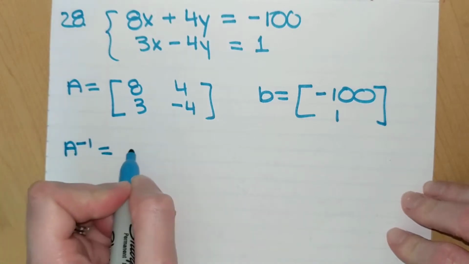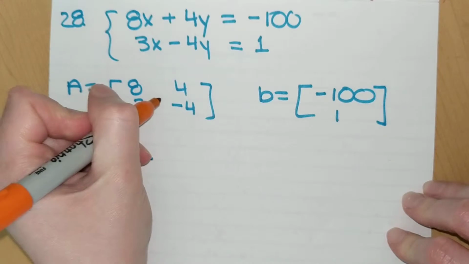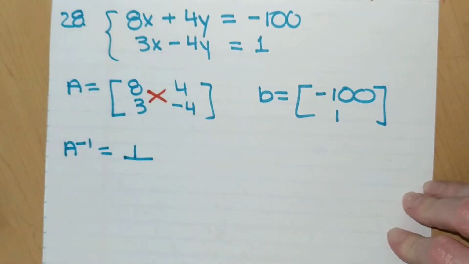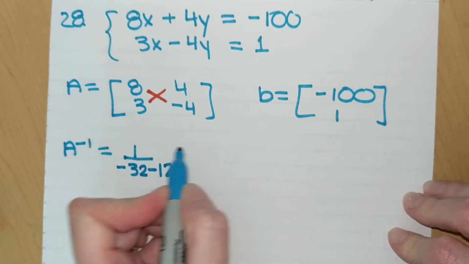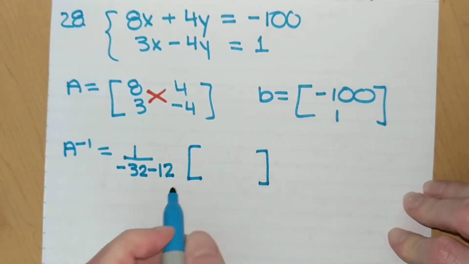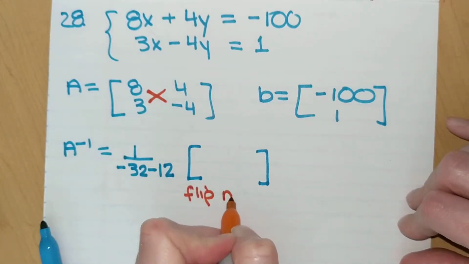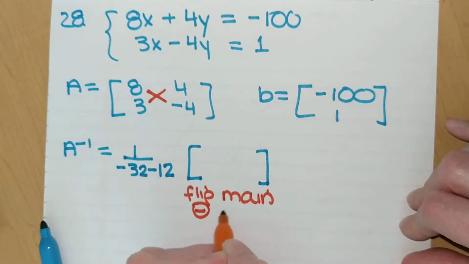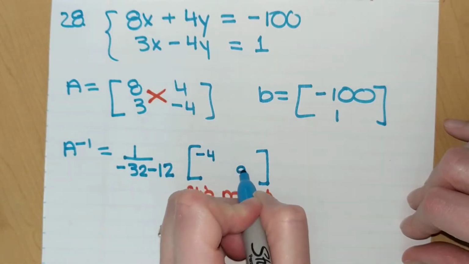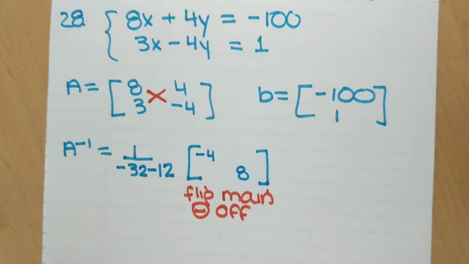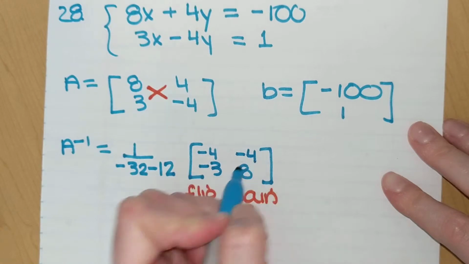And A inverse is going to come from 1 over the determinant, which comes from multiplying the main diagonal, subtract the off diagonal. So that's going to give you negative 32 minus 12. And then for the inverse, what we do is we switch the main diagonal. So we flip the main diagonal and then make negative the off diagonal. So you'll have negative 4 and 8 switch positions, and then your off diagonal will become negative. So negative 3, negative 4.